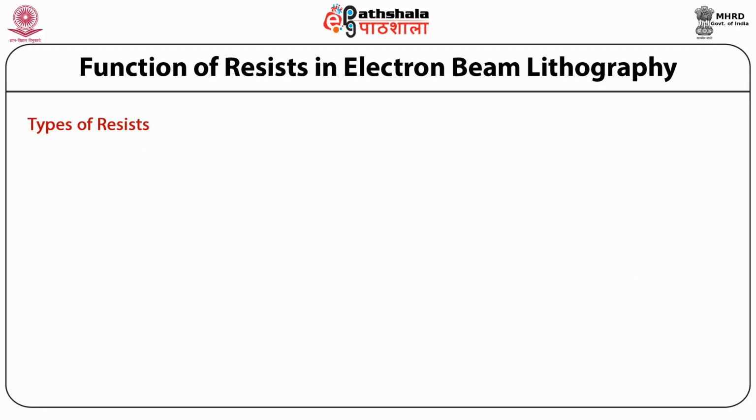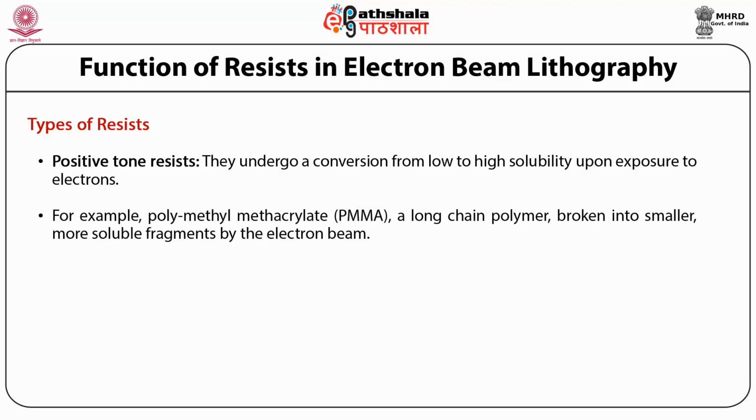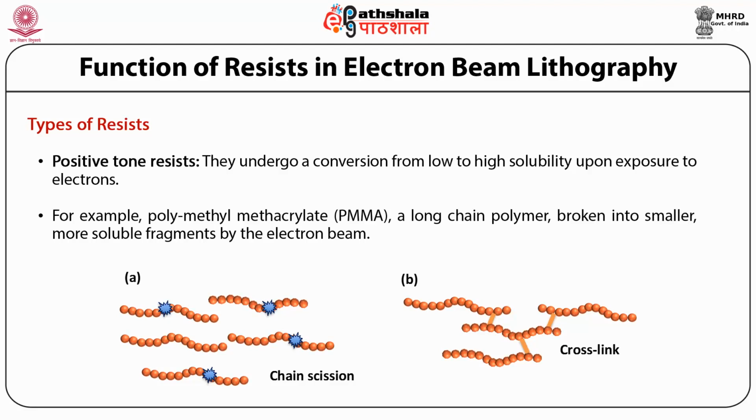There are two different types of resists. First is the positive tone resist. They undergo a conversion from low to high solubility upon exposure to electrons. After development, the exposed structure is deeper than the surrounding due to chopping of polymer chains. For example, polymethyl methacrylate, a long chain polymer, is broken into smaller, more soluble fragments by the electron beam. Schematics for this breaking is shown in figure 2.